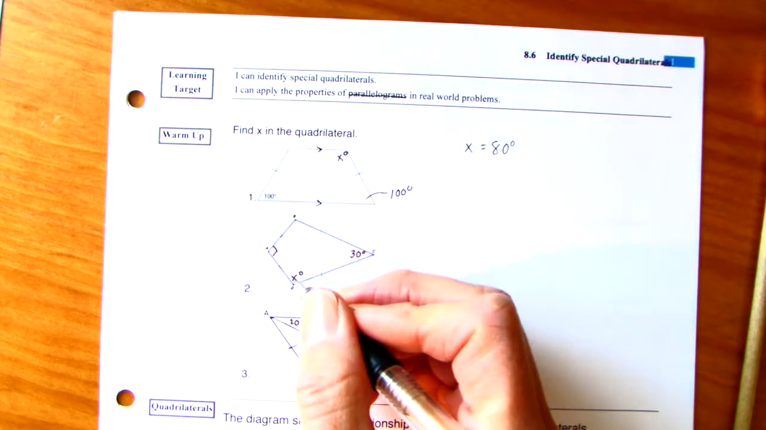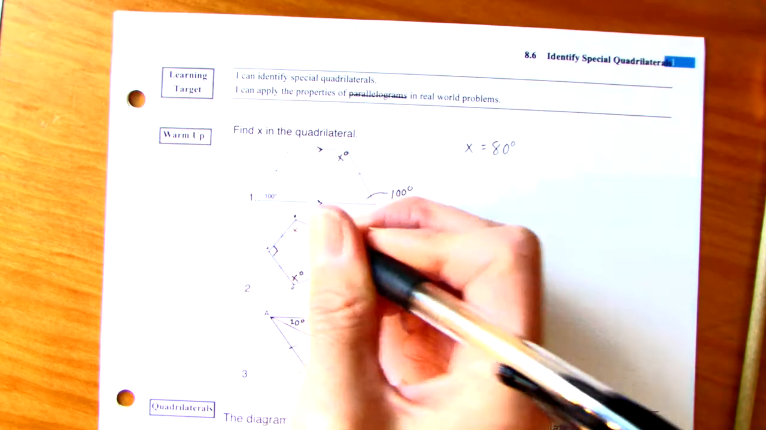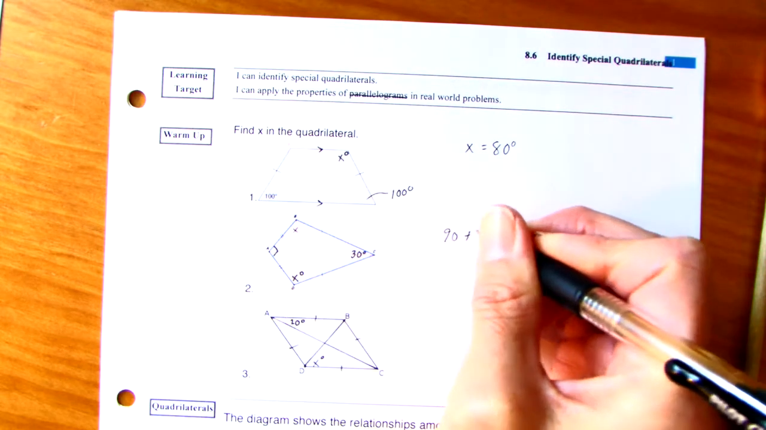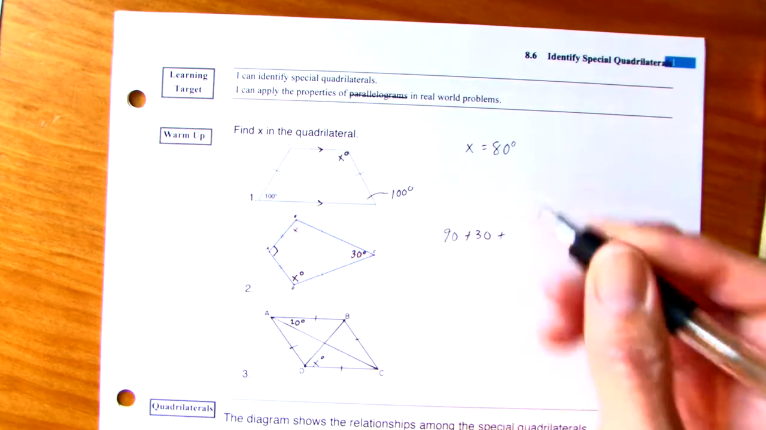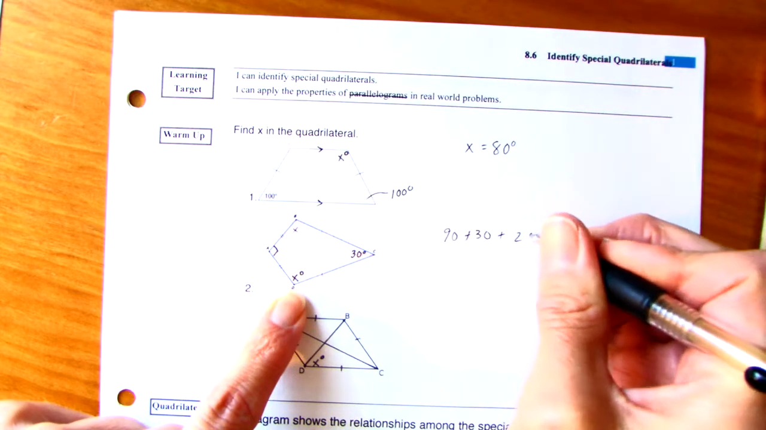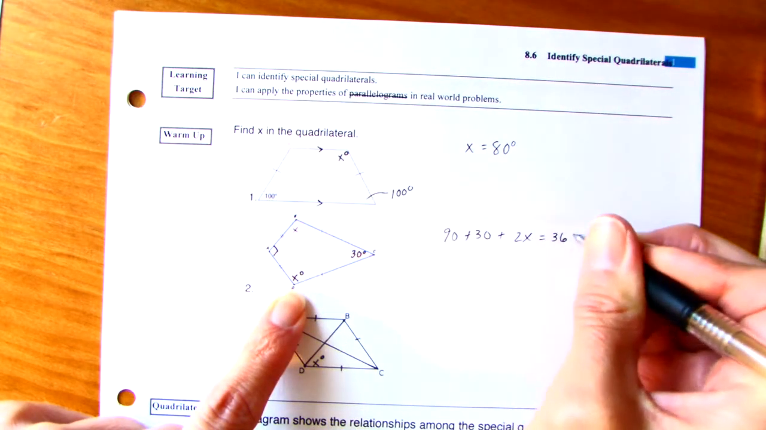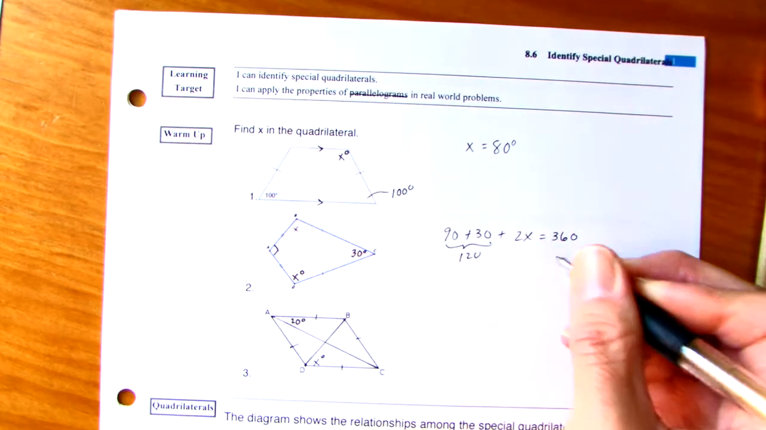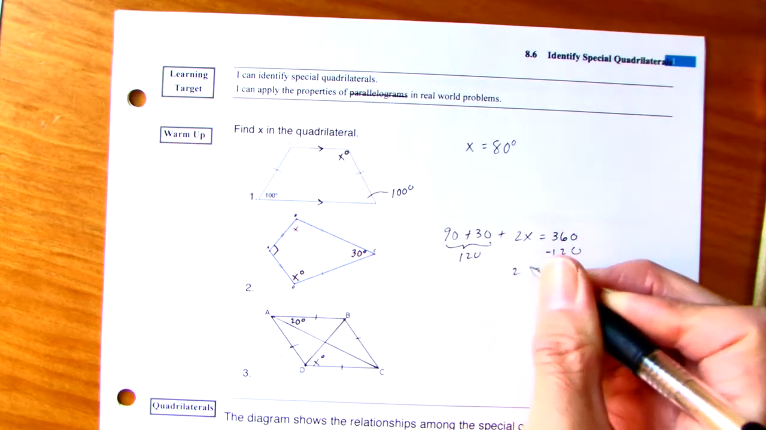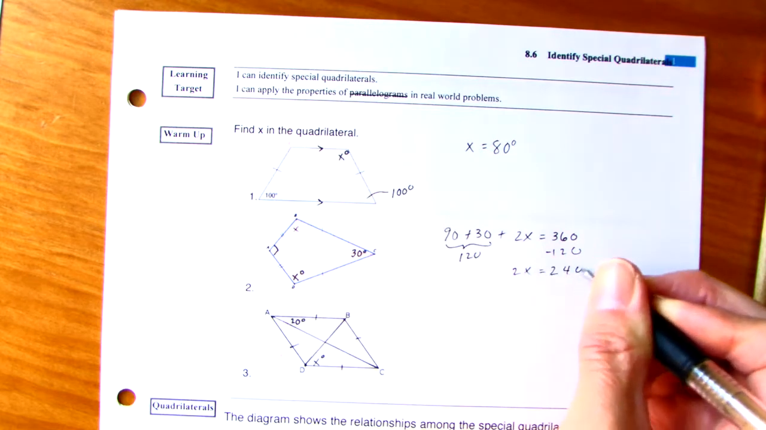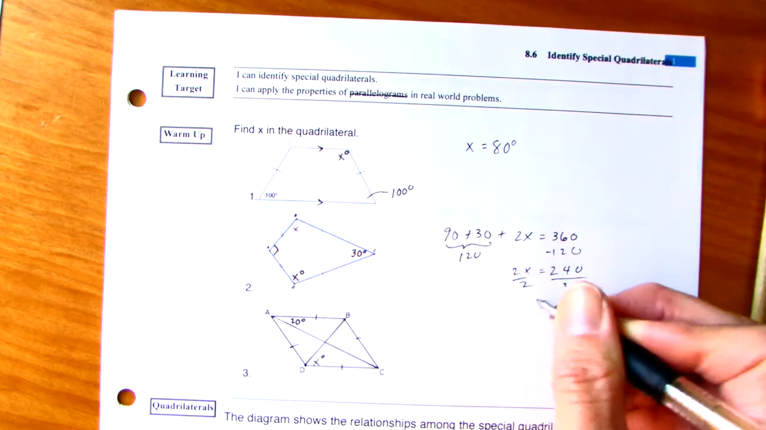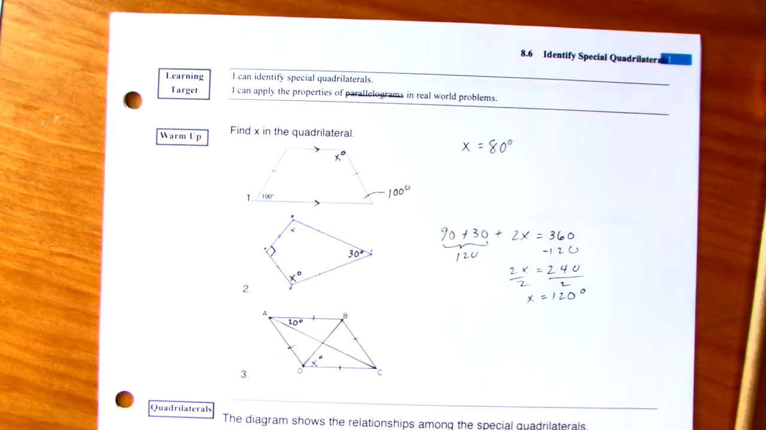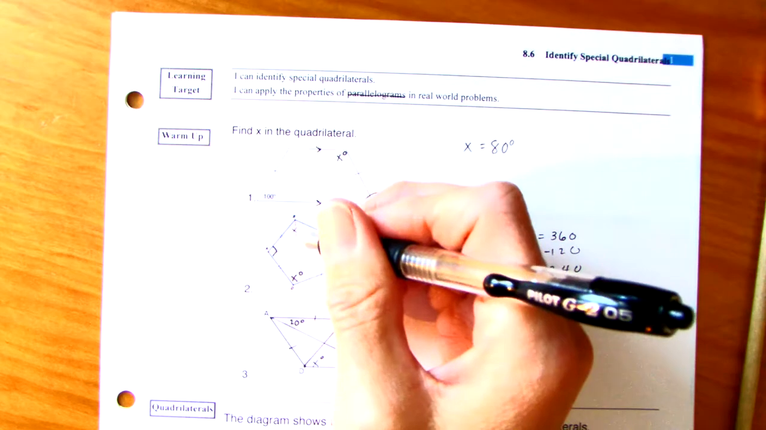On a kite, this angle is x. We know that this angle is x. So that's 90 degrees. 90 plus 30 plus 2x is equal to 360. Well, let's subtract 120 from both sides. You have 2x is equal to 240. Divide by 2. x is equal to 120 degrees. So far, so good? Okay. I don't know if you can see it, that there's dotted lines here.